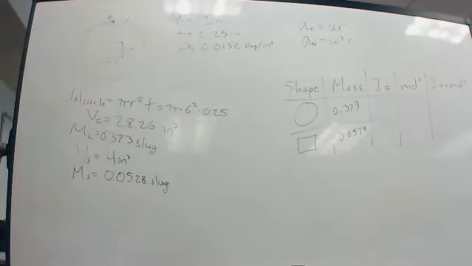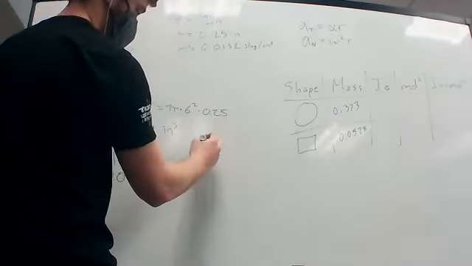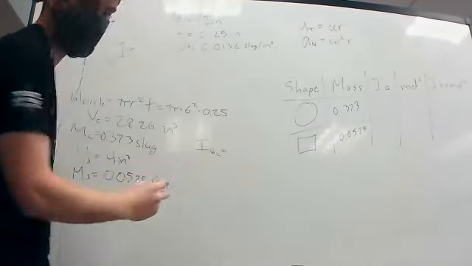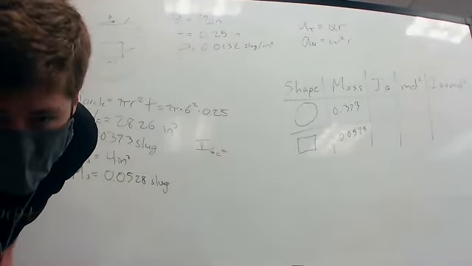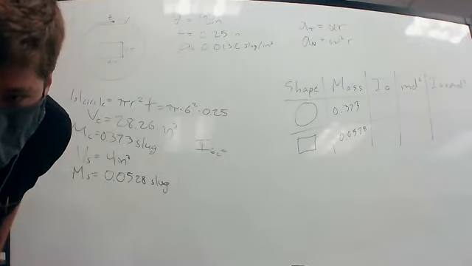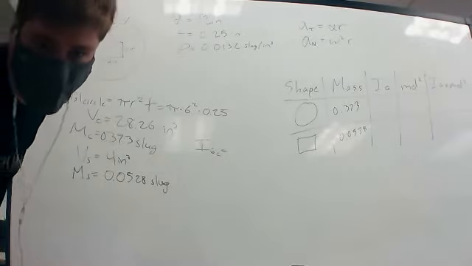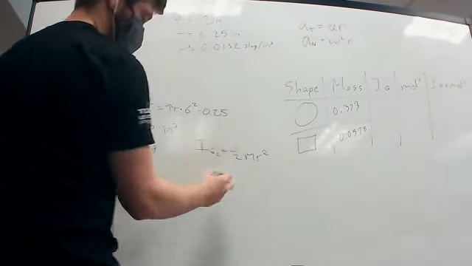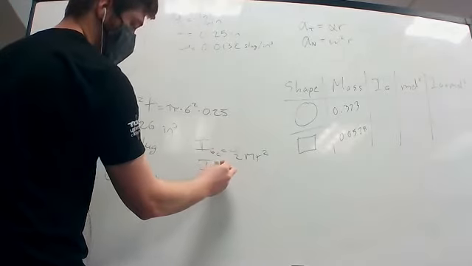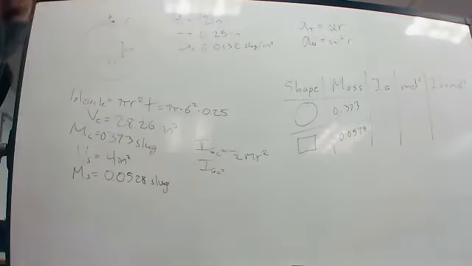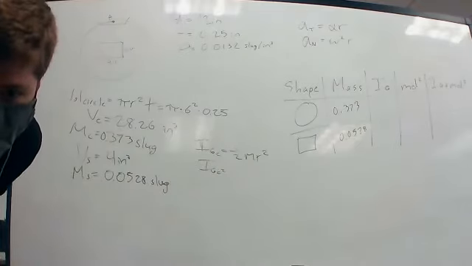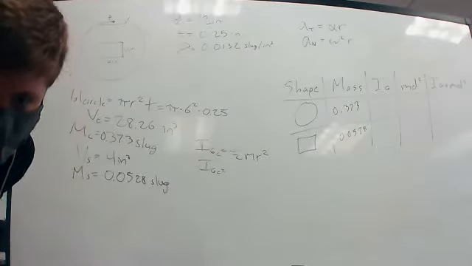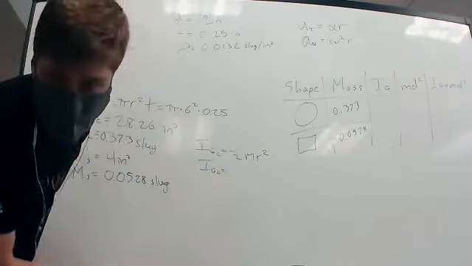Yeah, so IG for the disk or the circle. IG for circle is equal to 1/2 the mass times the radius squared. So IG for the circle, 1/2 mass times radius squared, comes out to be 6.714 slug square inches.